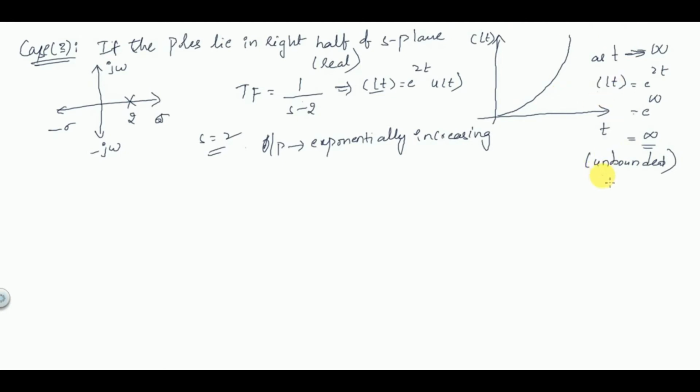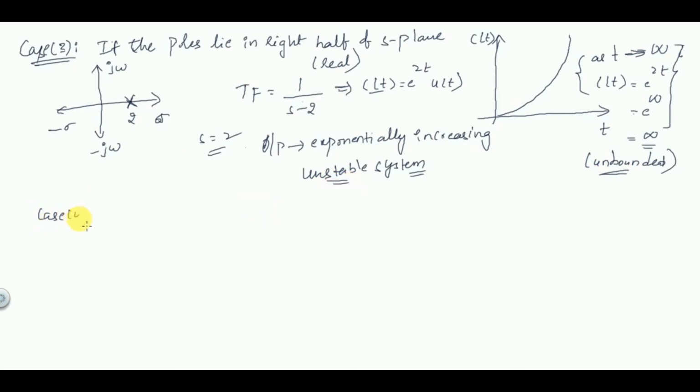So when the input is bounded and the output is unbounded, such a system is said to be an unstable system. This is how we can find the instability. The location of poles is one method of defining the stability, and this is the other method of finding the stability also. If the output is unbounded, then it is an unstable system.